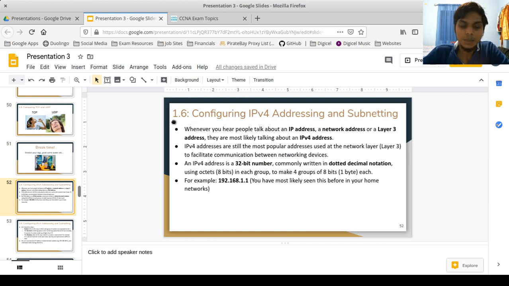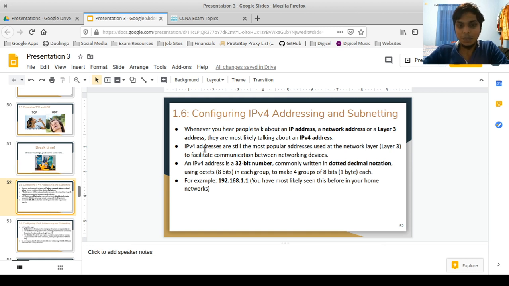So topic 1.6, configuring IPv4 addressing and subnetting. Whenever you hear people talk about an IP address, a network address, or a layer 3 address, they are most likely talking about an IPv4 address. I try to be very clear in what I'm referring to, because you don't just have IP addresses anymore, you have IPv4 and v6, version 4 and version 6 of the address. But still, in the vast majority of cases, people don't say IPv4, they just say IP. So if you hear people talk about an IP address, or a network address, or a layer 3 address, most of the times they'll just say IP address. They are referring to an IPv4 address.